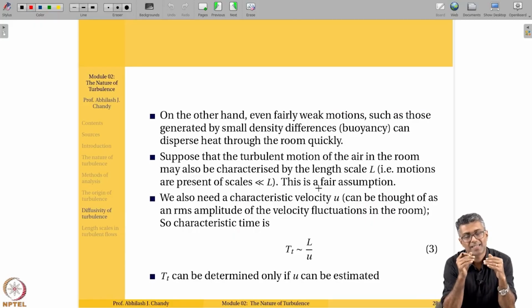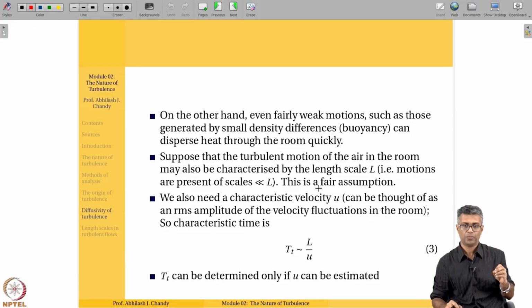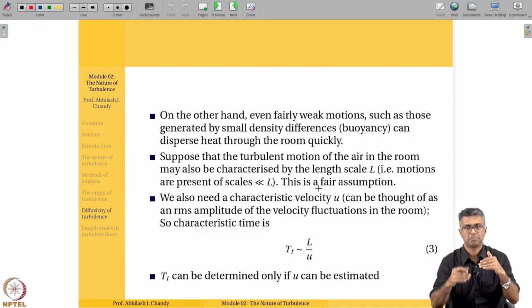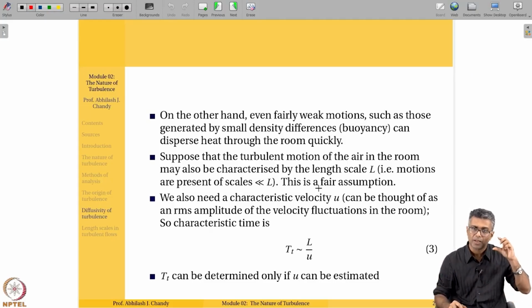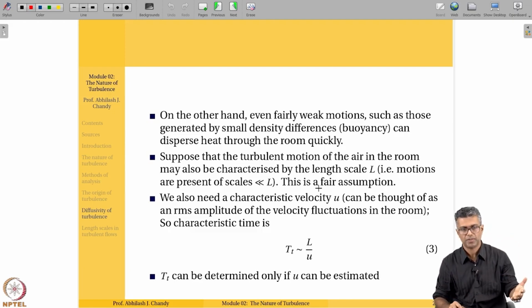Now, let's consider a scenario where there is some airflow, okay, even fairly weak motions, such as those generated due to small density differences, buoyancy, and there is buoyancy in the room. So even the buoyancy within a room that is approximately of height 5 meters can generate very small density differences. And we'll see how even those small density differences will lead to a little amount of airflow, which can actually disperse the heat much quicker.